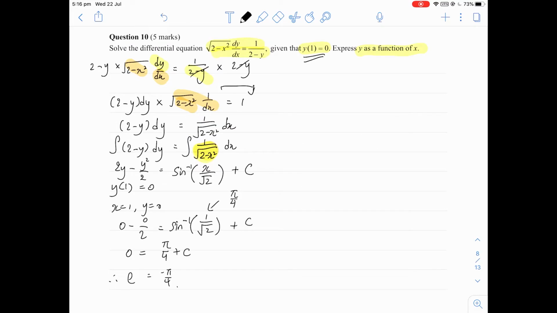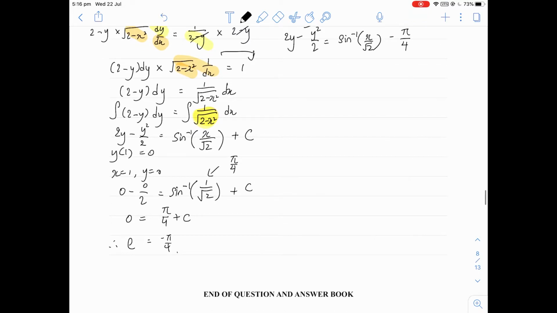Okay, now we'll write out the whole equation again. So we'll write out the complete equation with c. So like this, minus pi on 4. Okay, perfect.